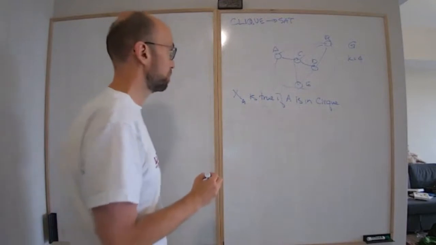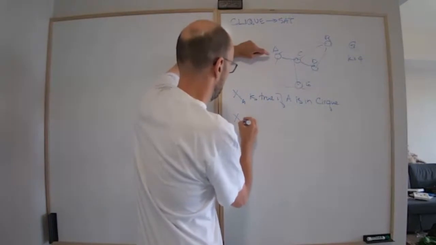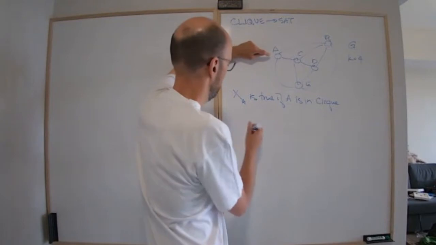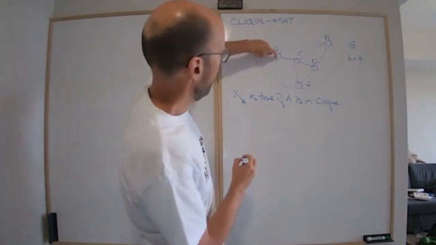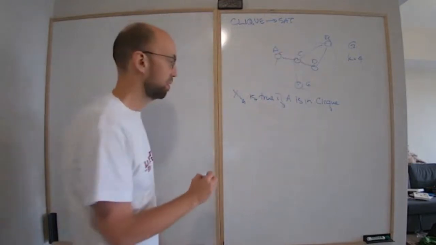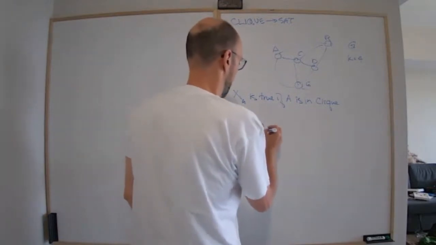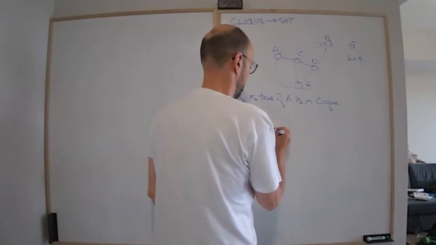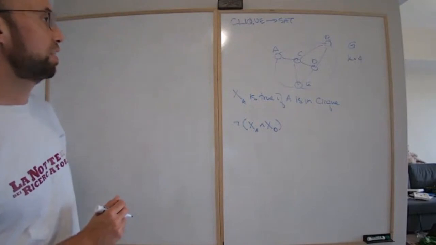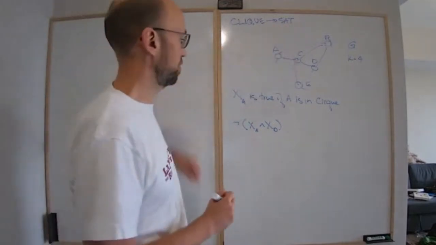So what I can write is that if XA, more particularly, I can say if XA is in the clique, then XD cannot be in the clique because they're not connected, right? So it's not XA and XD. And not XA, actually I've lost a vertex somewhere, but it doesn't matter. In this graph, it's a bit simpler.